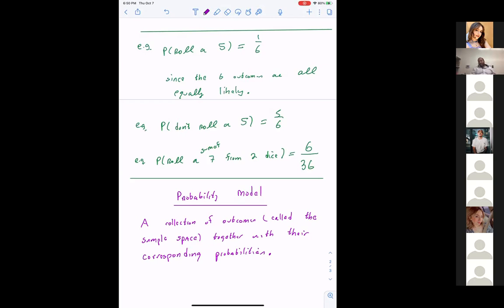It's not enough to say, oh, my outcomes are 1, 2, 3, 4, 5, 6. That's not a probability model. That's just a sample space. If I roll a die, 1, 2, 3, 4, 5, 6, that's my sample space. But you haven't told me my probabilities for each of those outcomes. If you say 1/6 each, now I have a probability model. I need the collection of outcomes and I need the corresponding probabilities. It's the two of them together that give me my probability model.